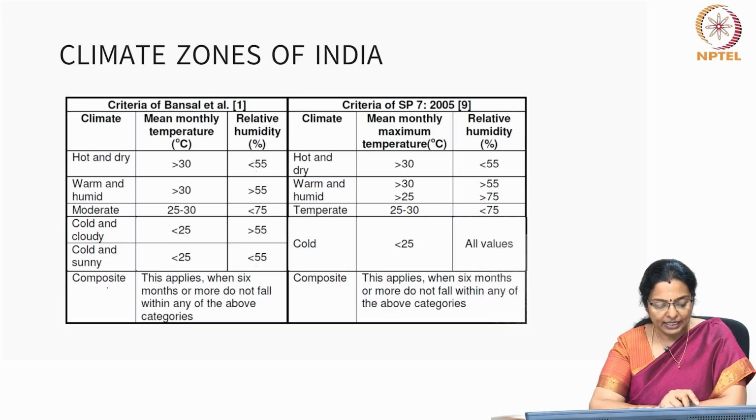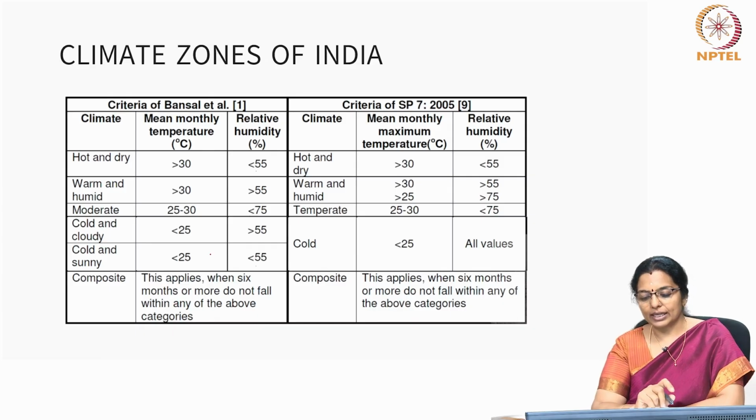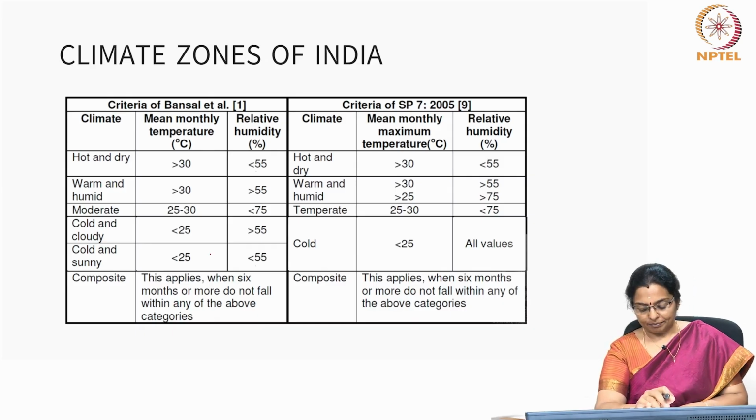There is composite climate and this applies when 6 months or more do not fall within any of the above categories, and it's the same with the SP7.